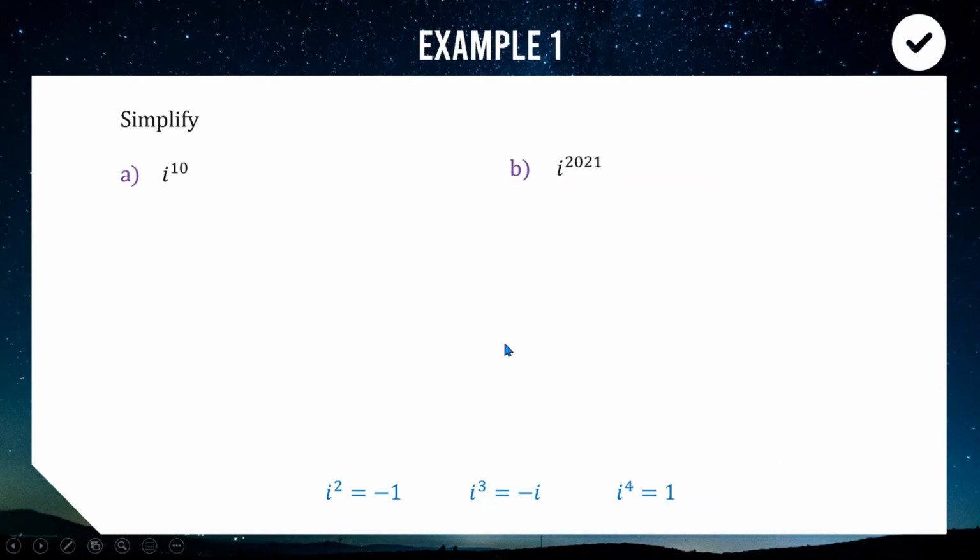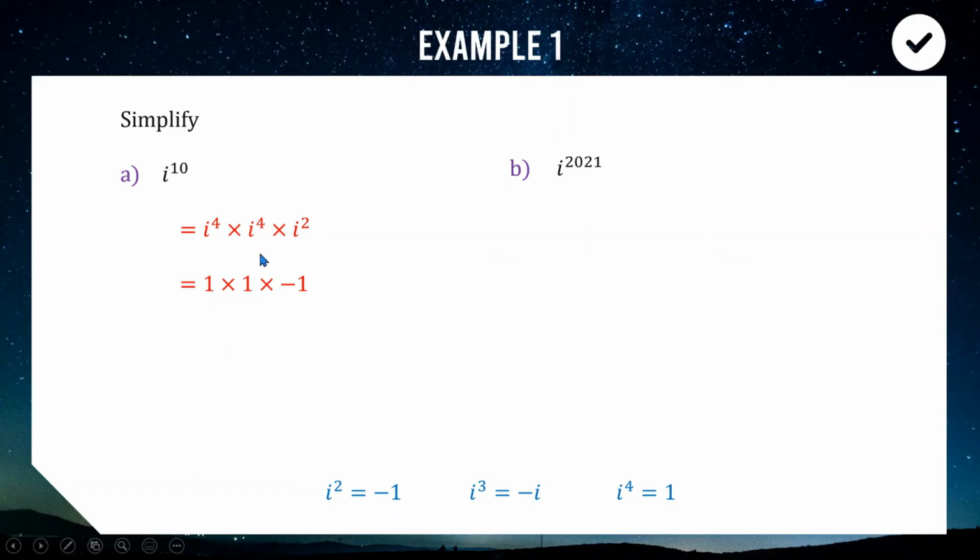So if we want to simplify i to the power of 10, it's not too hard. All we need to do is write it as i to the power of 4 times i to the power of 4 times i squared. The indices summed together make 10, so the maths all checks out. i to the power of 4 is just 1, and i squared is just -1.